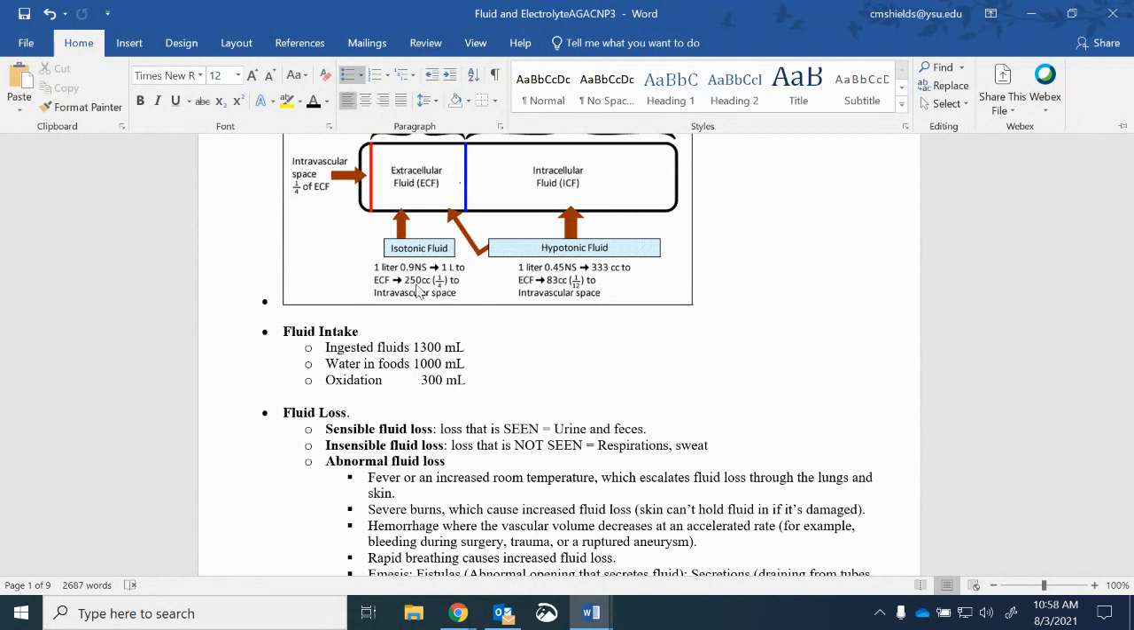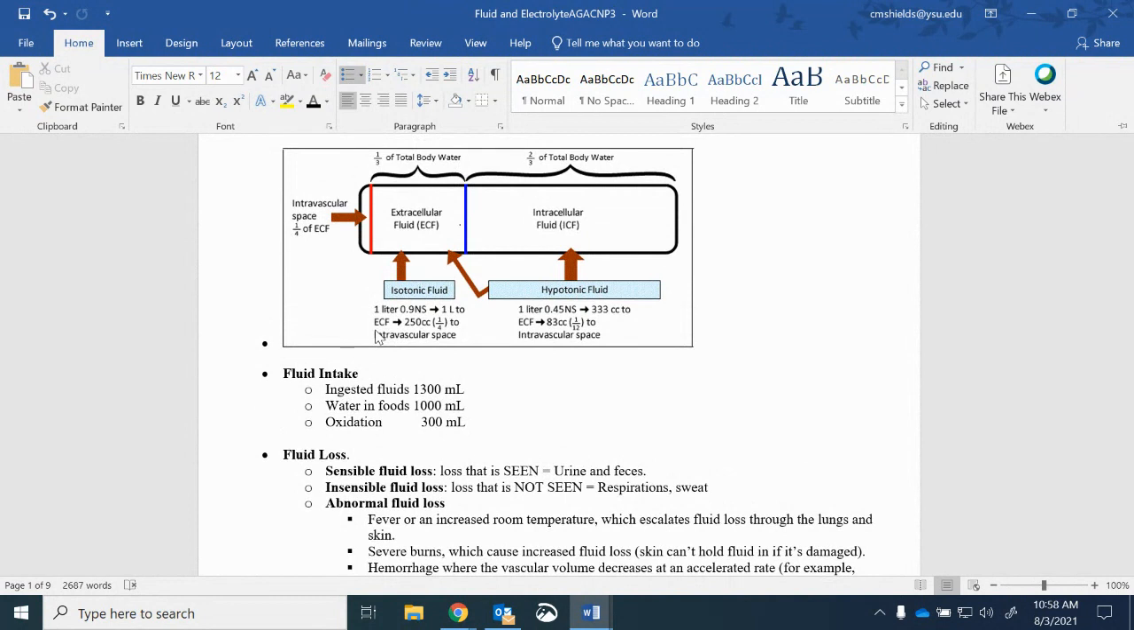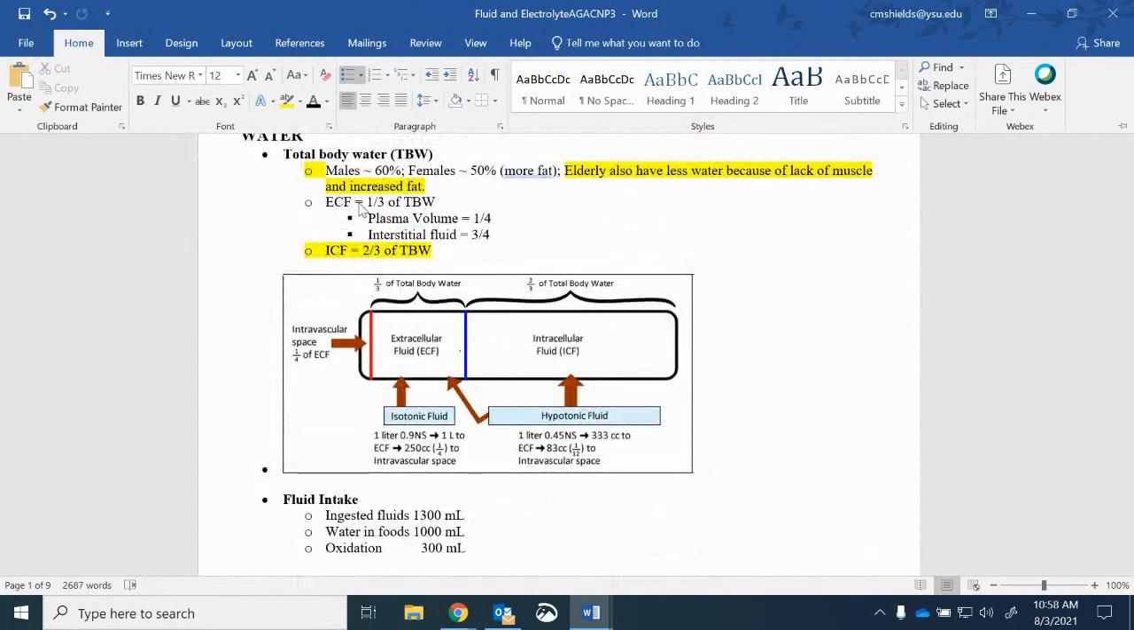If we give a liter of 0.9 normal saline, 1 liter, to the extracellular fluid, 250 cc's, 25% of it goes to the intravascular space. So let's take a look at that again. We give the isotonic fluid, it goes into the extracellular fluid. Only 25% of it is going inside the vessels in the vascular space. 75% of it, 750 milliliters, is going into the interstitial space.